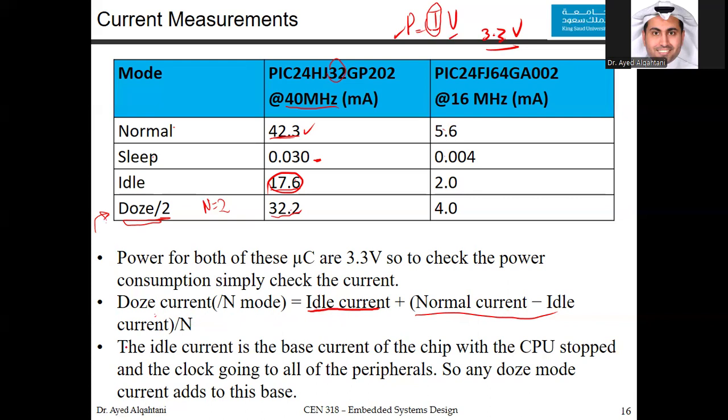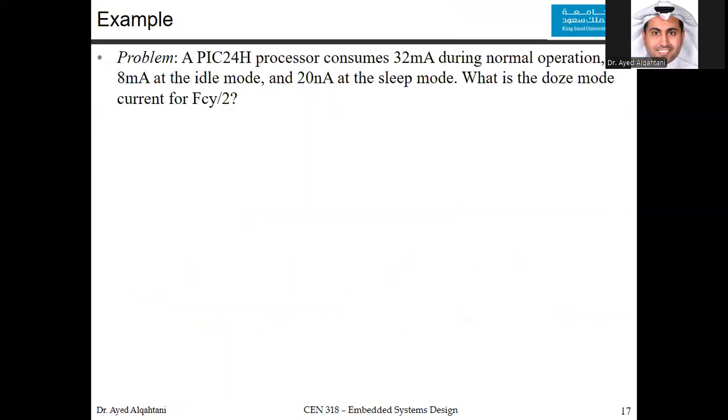This is what I mentioned here. The idle current is kind of a base. So any doze mode current should add to this base. To understand this better, let's have an example.